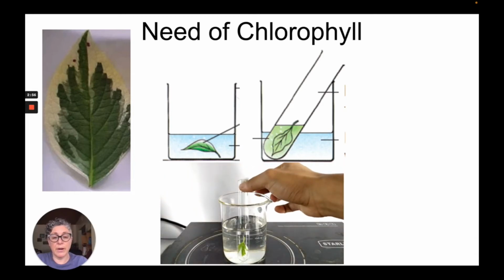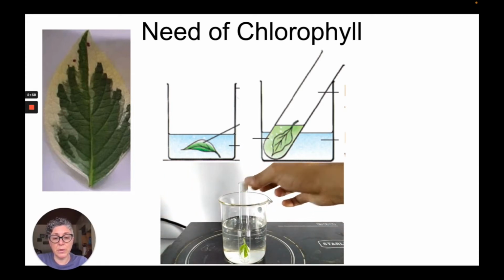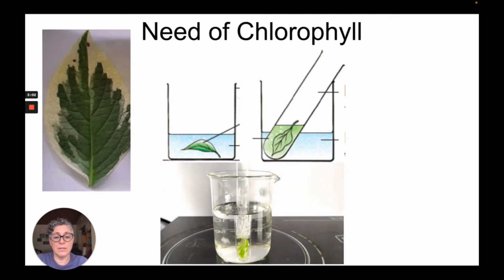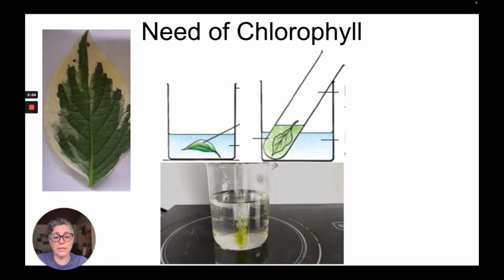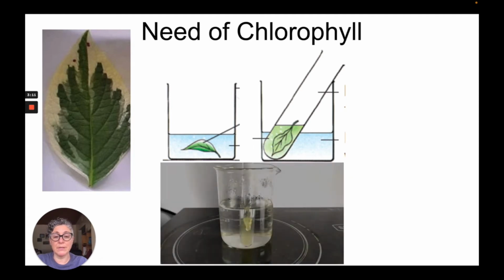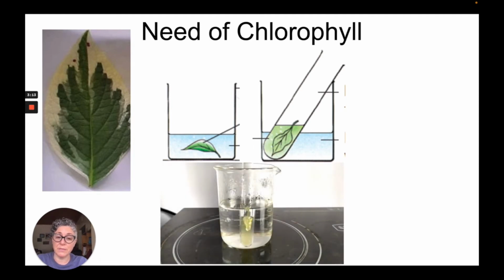So we're putting our alcohol and our leaf into the hot water bath. The hot water bath starts to heat. You can see that the green color is starting to be removed out of the leaf. So we're removing the chlorophyll pigment out of the leaf through this process. Now the leaf has no more chlorophyll pigment in it.